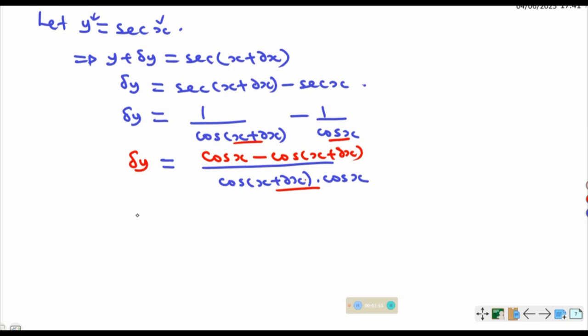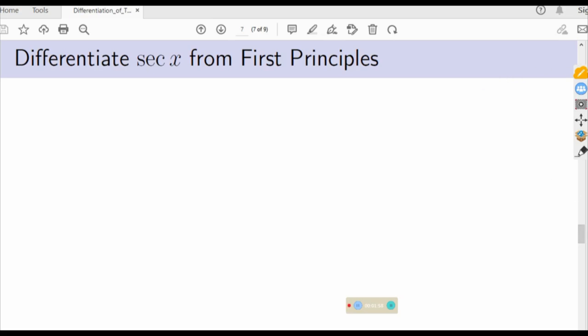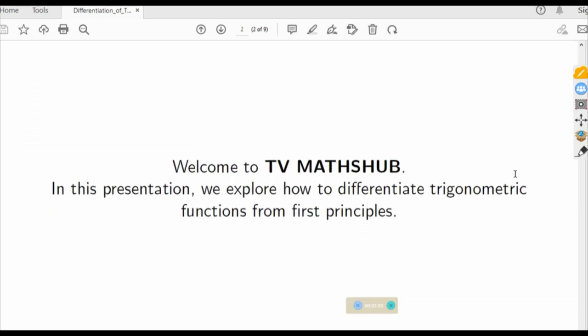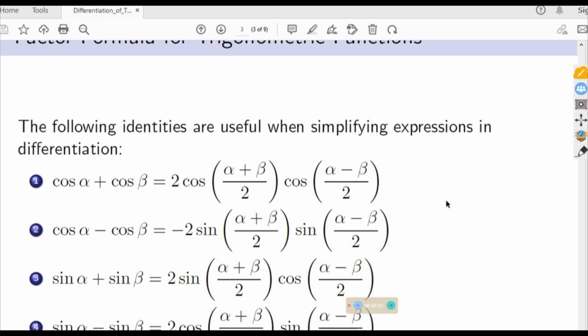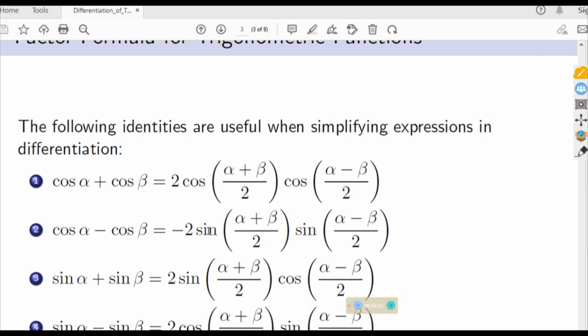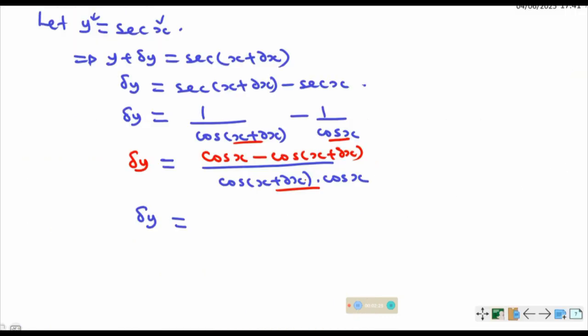Let us try to simplify that further. So delta y will be, looking at this, cos followed by cos. When you recall what we did, when you are looking at cos followed by cos, that becomes a factor formula. So cos of alpha minus cos of beta is -2 sine of alpha plus beta divided by 2 times sine of alpha minus beta divided by 2. So we shall employ this same factor formula, and we shall be able to get the equivalent expression of this.